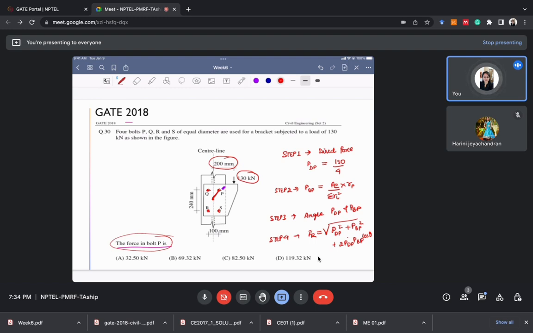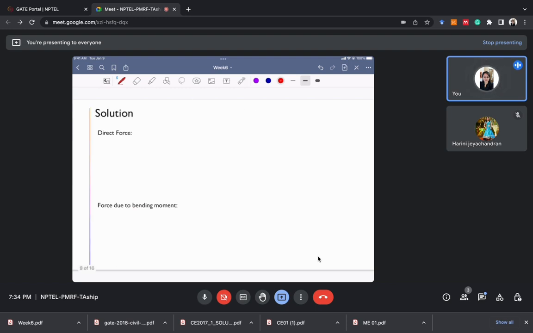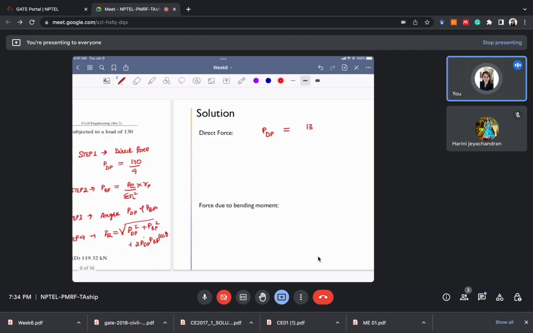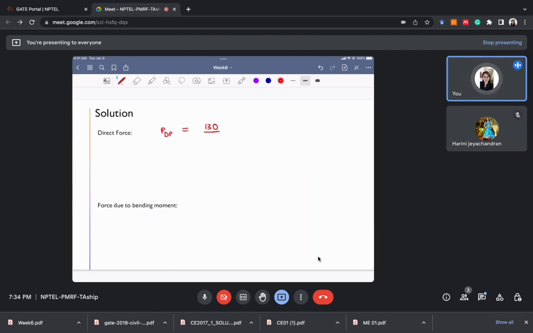The next thing is, we'll follow these steps. First is direct force calculation, which we have named PDP. It will be the applied load, which is 130 kilonewton in this case, divided by number of bolts, that is 4. So the value of PDP we got is 32.5 kilonewton. Simple, right? Very simple.